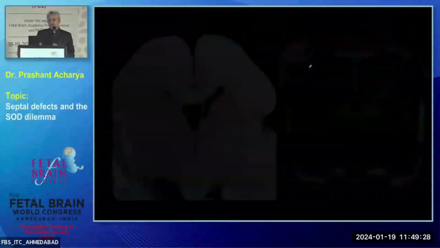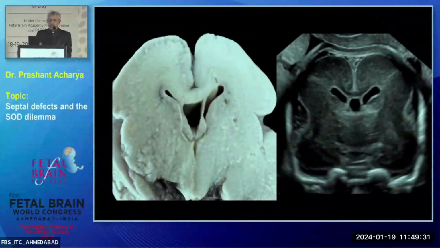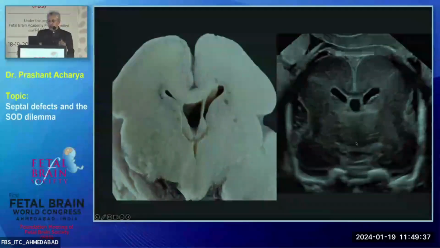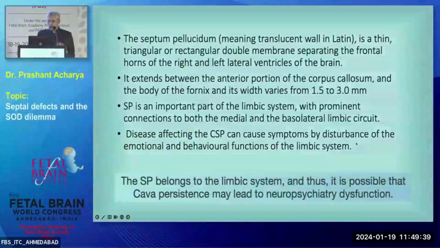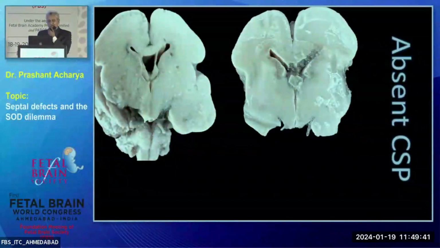And the moment you convert to a coronal plane, this is exactly the ultrasound, and this is the autopsy specimen. That's what you are going to look for. So I would put it across that I have one case of absent septum pellucidum as an autopsy. I want to show what kind of anomalies you are looking for. Okay, septum pellucidum present, septum pellucidum absent.